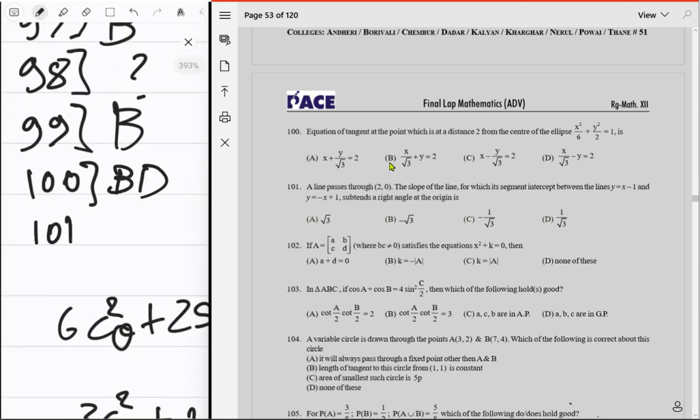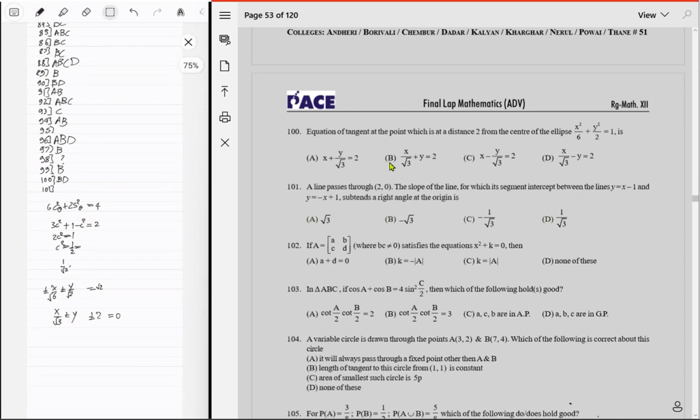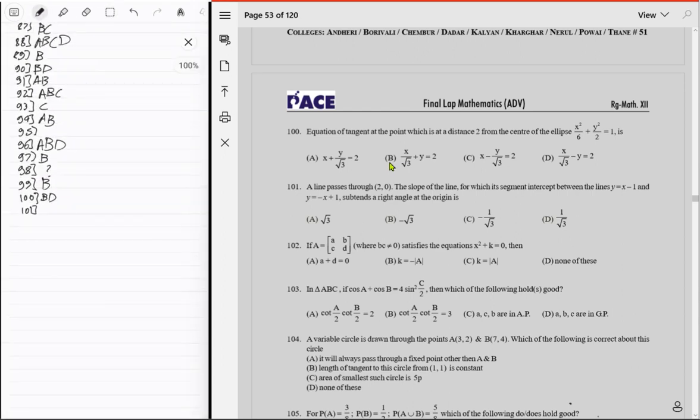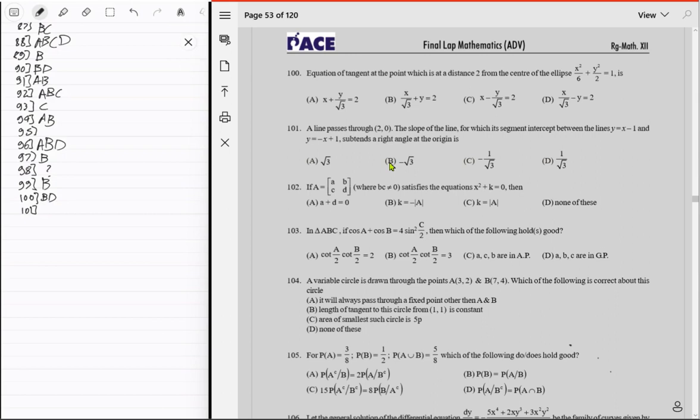Next, 101. 101 is a line which passes through 2 comma 0. The slope of the line for which its segment intercept between lines y equal to x minus 1 and this thing subtends the right angle at the center. Certain एक point से pass कर रहा है, okay, lines segment intercept between, okay, got it, y equal to x minus 1 and okay, subtends a right angle at the origin. Interesting.